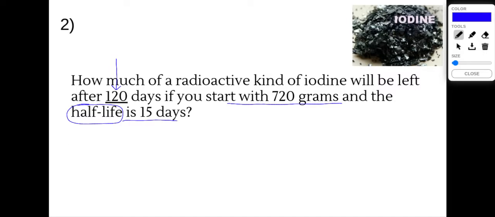That's a division problem. Let's take 120 days. We're going to divide it by 15-day half-lives. And when I do that in my calculator, I get 8. So we have 8 half-lives. 8 15-day periods in that 120 days. Now I think we're ready for our function.